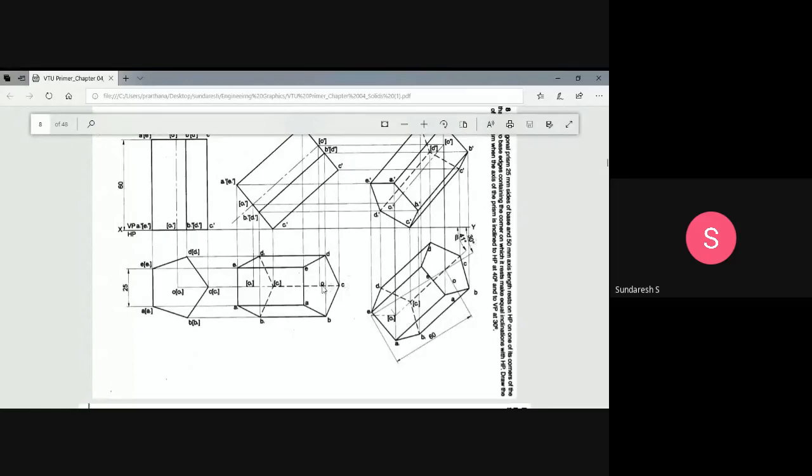Now move to the second position top view. Measure the apparent length of the axis in the second position top view, that is O1. Take a compass, measure that. Now with that radius, come back to the third position top view.